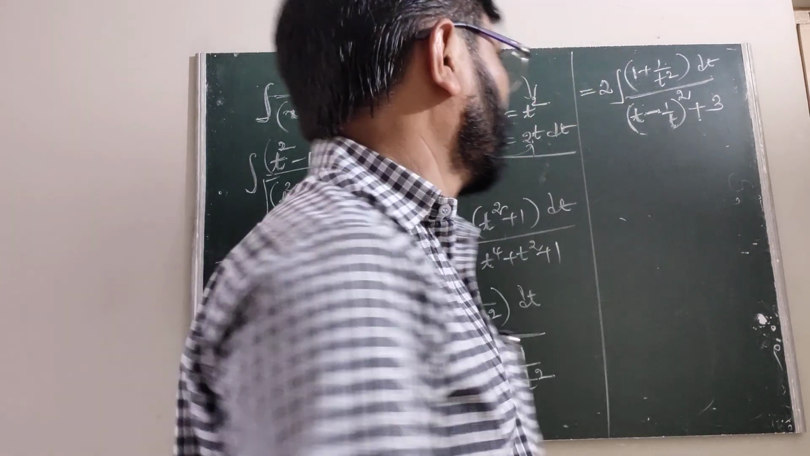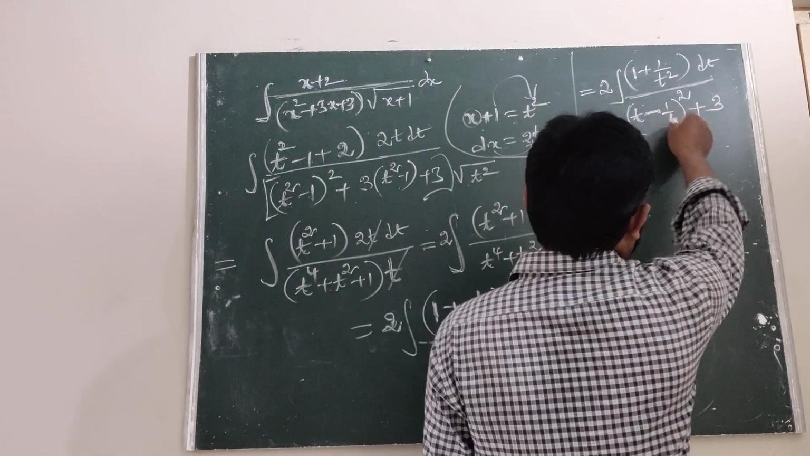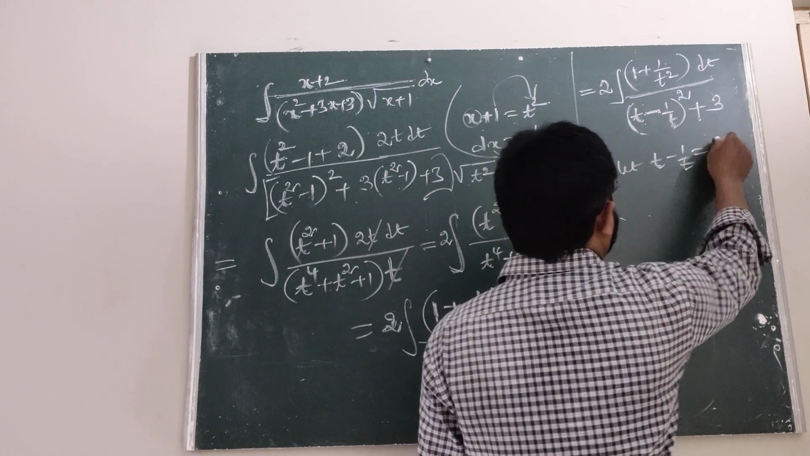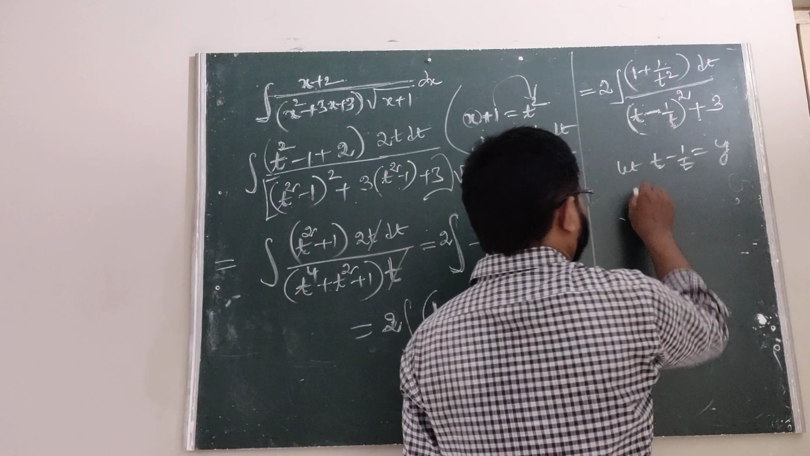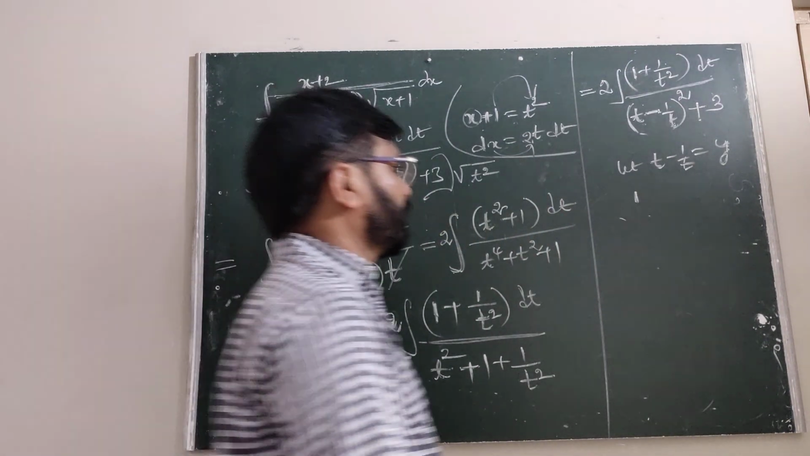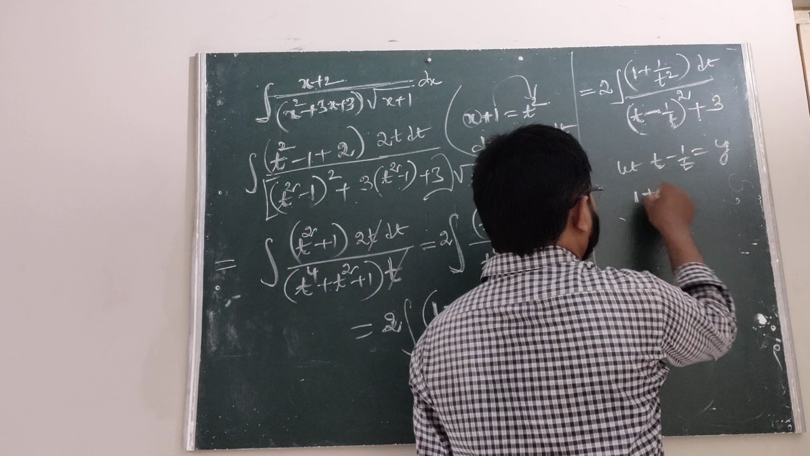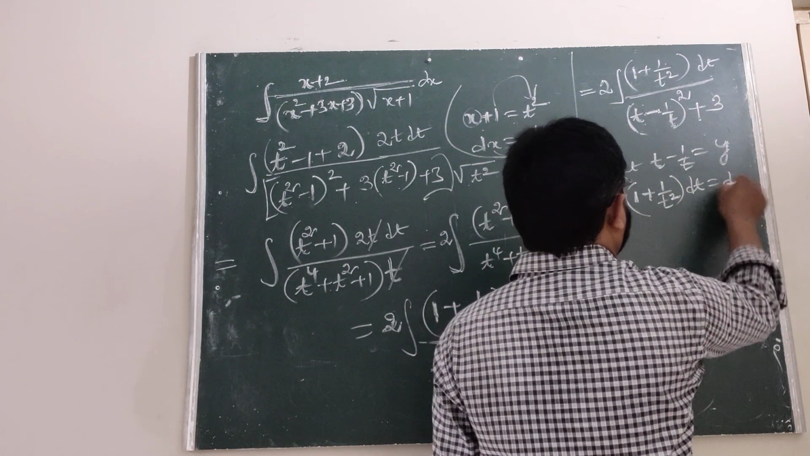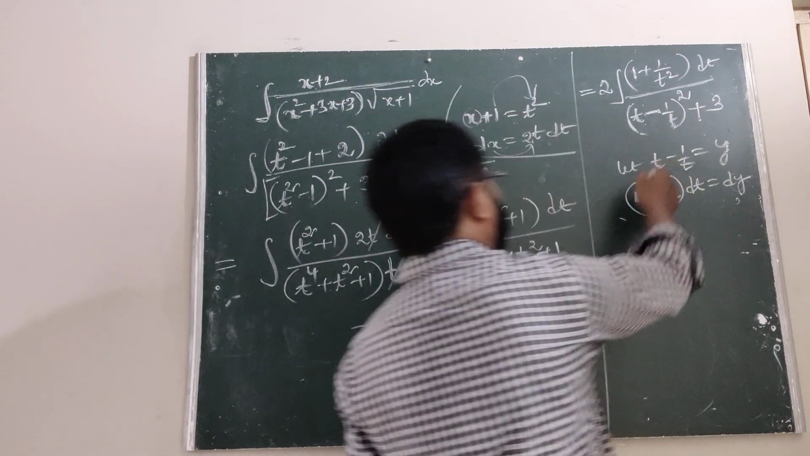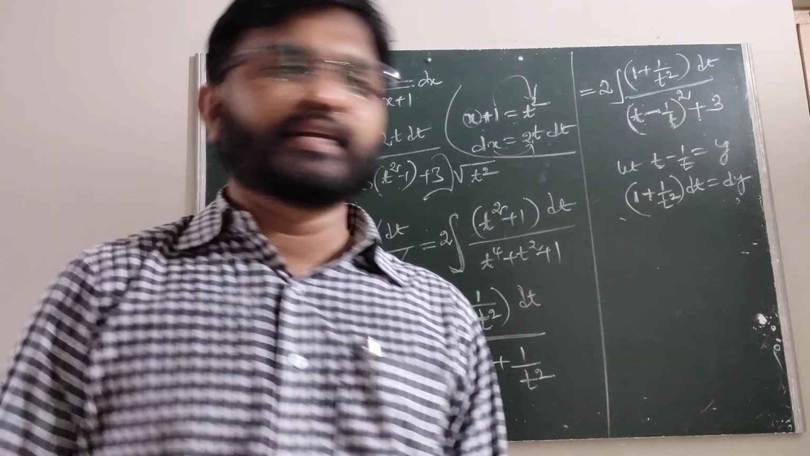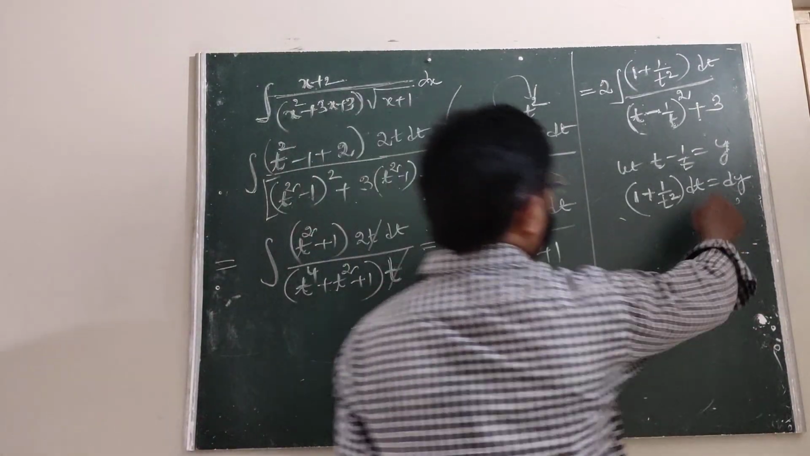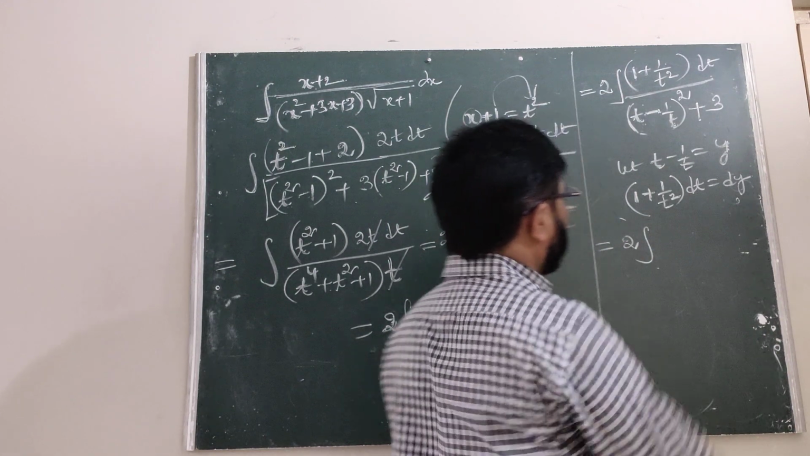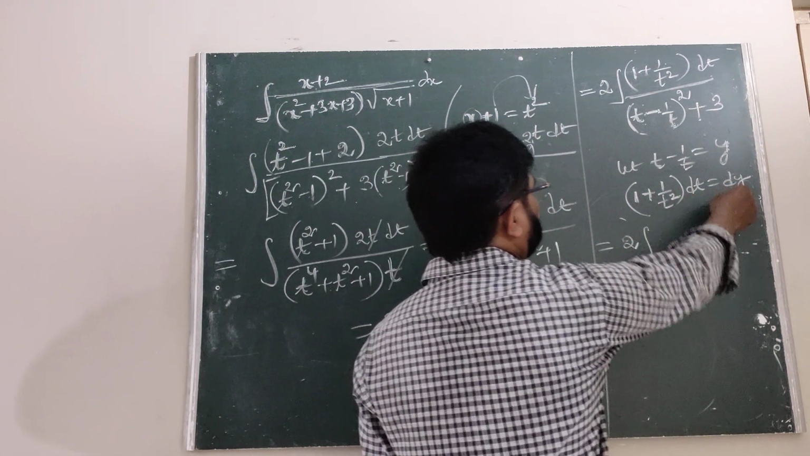Now after that, we take, let t minus 1 by t be y. The derivative of t is 1. The derivative of minus 1 by t is plus 1 by t square, into dt equals dy. Therefore, now this is 2 into integral of 1 plus 1 upon t square dt is dy.